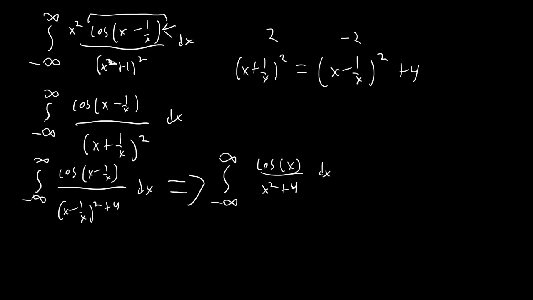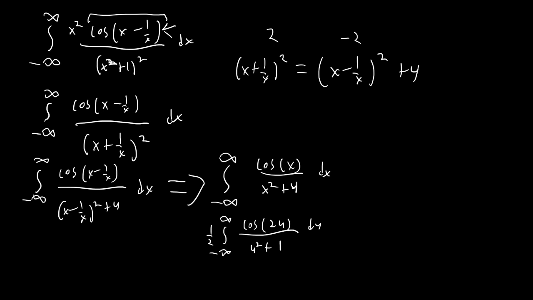We're going to substitute x equals 2u, so we're going to end up with 2 times the integral from negative infinity to infinity of cosine of 2u over 4u squared plus 4. Divide that 4 out, so we're just going to get 1/2 on the outside. And then this is just going to become 1, all du. And then this is a very famous integral.